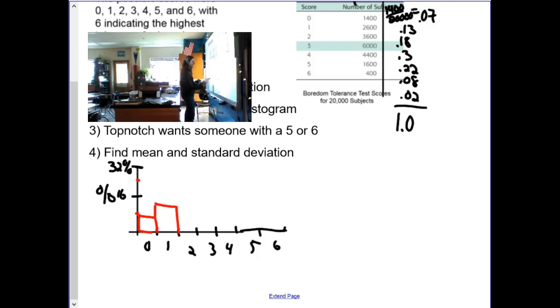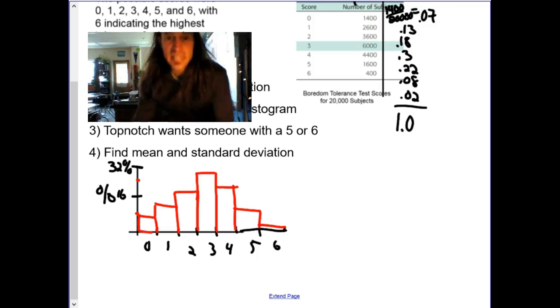And then the next one is 18, so I'm going to go up even higher. And then the next one after that's 30%, so I'm going to go even higher. I'm almost at 32, I'm almost at the top. And again, this should be really symmetric. And then I go to 22, up there. And then the next one's 8, which is right there at that bar. And then the last one is 2, which is just like that.